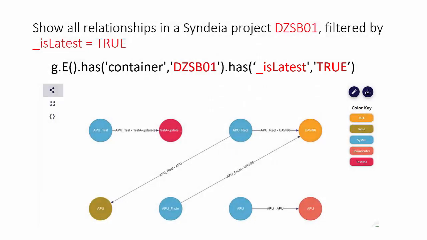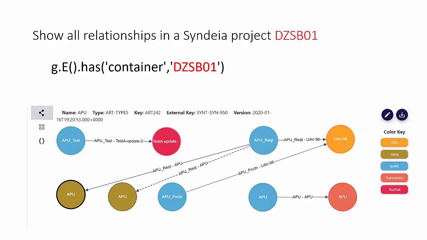If we drop this second conditional, the result is similar, except that an earlier version of the relationship between the JAMA and SysML requirements is shown. It is shown with a dashed outline for the edge and the vertex APU. In this scenario, a user has edited and saved an earlier version of the JAMA APU requirement in JAMA, then updated the Syndeia connection from the SysML APU requirement. The graph retains both the old and new versions for both the JAMA artifact and the Syndeia connection.